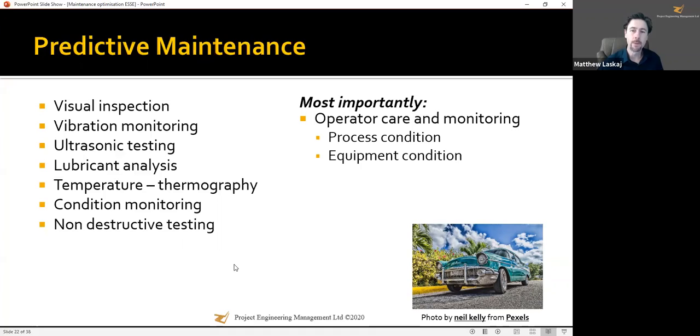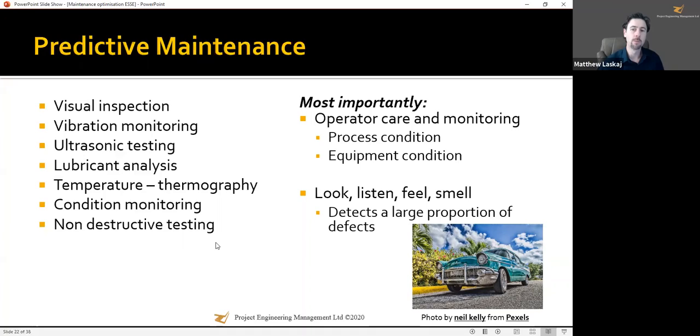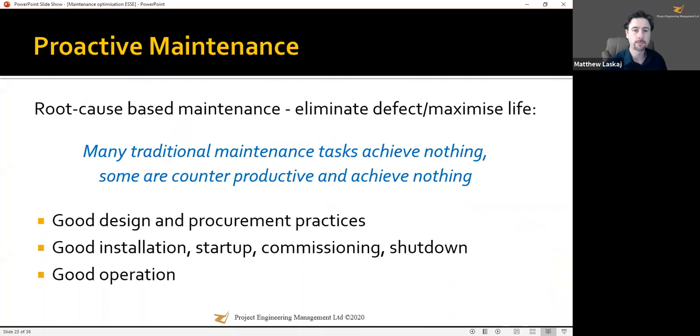So make sure you involve the operators, checking for process equipment condition. Just the basics makes a huge difference. Get the operators and maintenance team to keep an eye out on these things. Look, listen, feel and smell. But we want to be more advanced than just spending money on predictive maintenance. We want to be proactive. Okay? We want to fix something so that it doesn't fail in the first place.